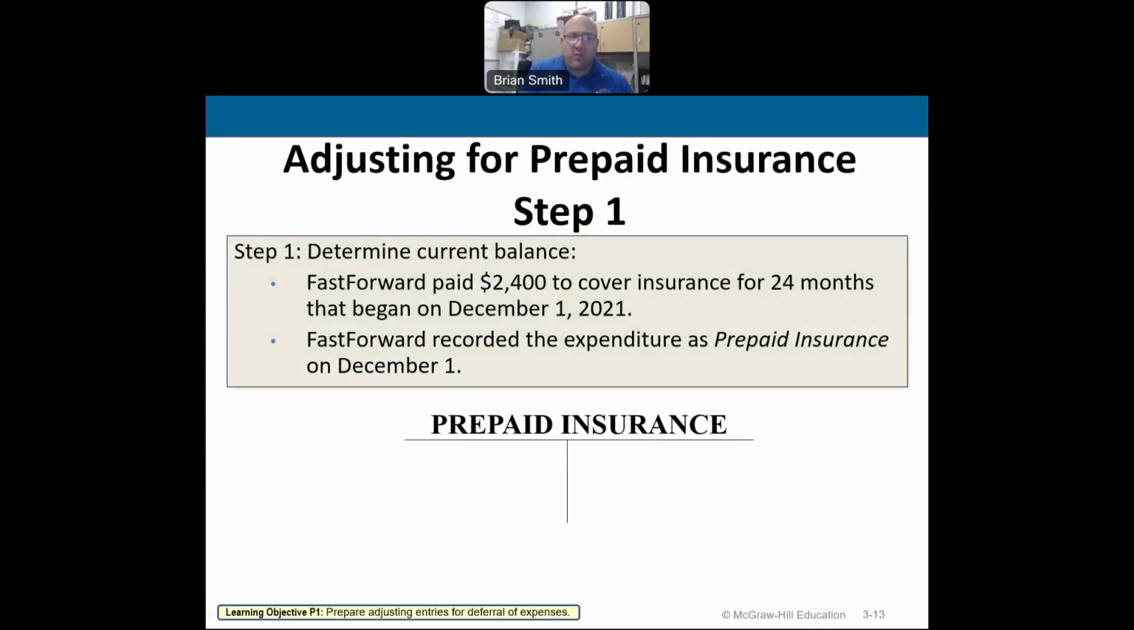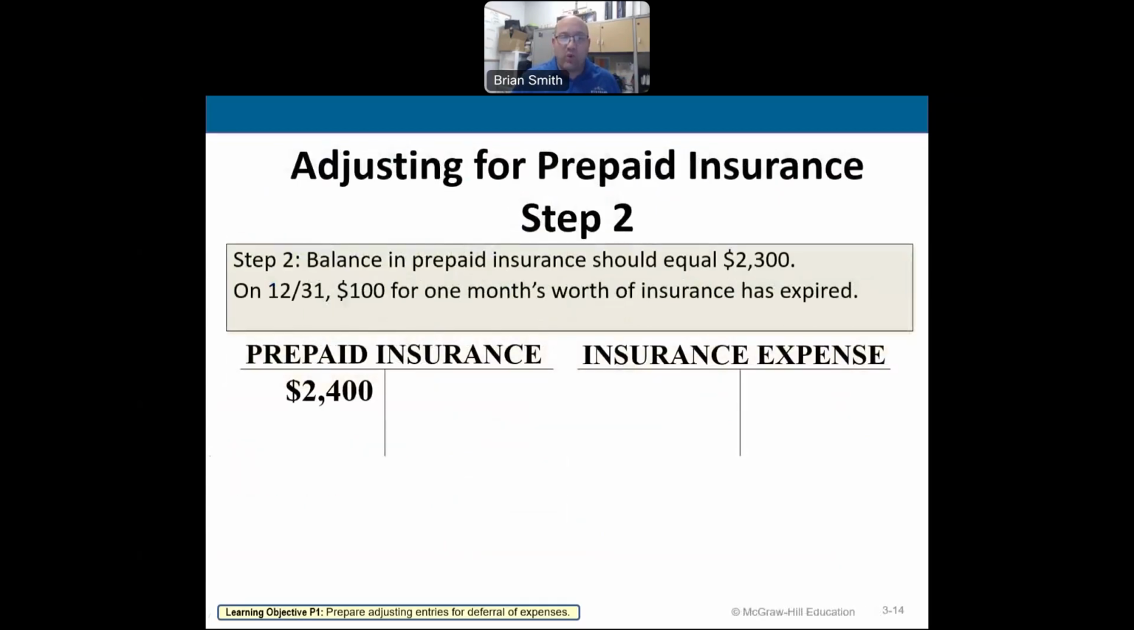So this is determining the current balance. Fast Forward paid $2,400 to cover the insurance for 24 months, and we paid for it on December 1st. Now, their steps are going to say, what is the current balance? Well, it's $2,400 in the prepaid insurance account right there. Debit balance, asset account. Then it says that we want to find out what it should equal. Well, for me, it's a little easier to count. It's for 2 years. Take 24, divide it by 2, or excuse me, $2,400 divided by 24. That's $100 for each month. So I don't care what it should be.